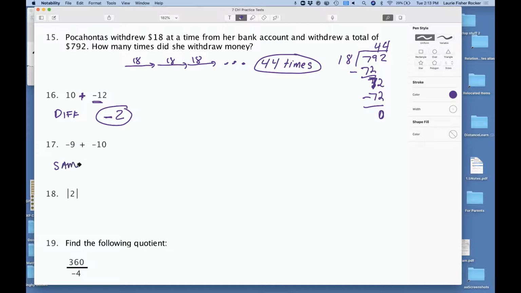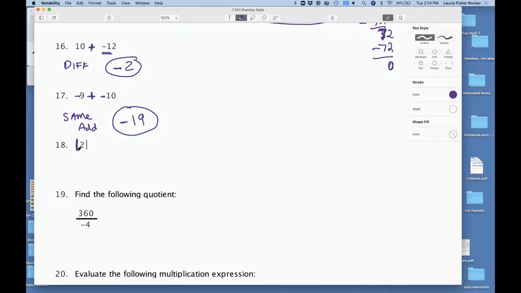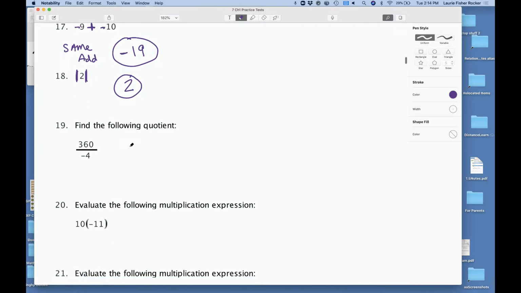Here we have same sign. Okay, negative 9 plus. So we don't do 2 marks. So same sign, add. We get 19. And then we go back. Oh, wait, they're both negative. So it's going to be negative 19. This is absolute value. Absolute value of 2 is 2. Do a little studying on that.